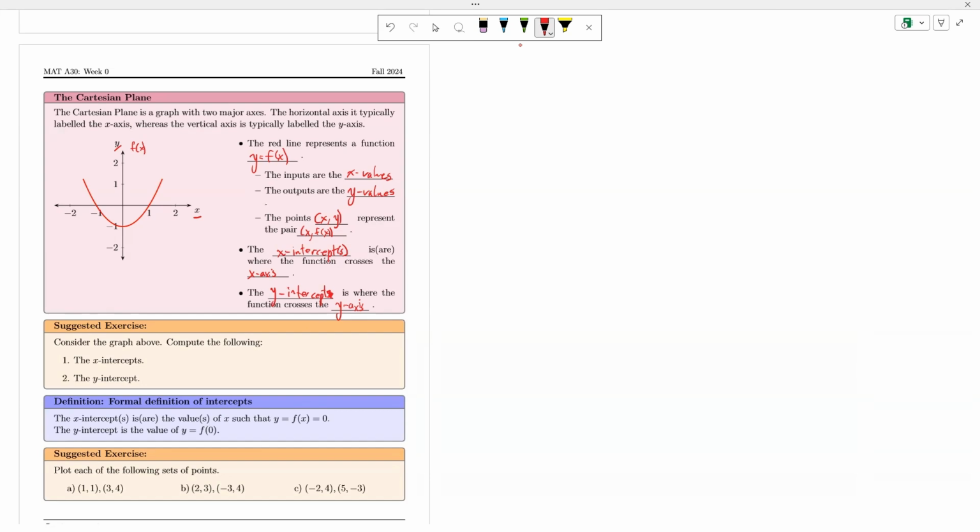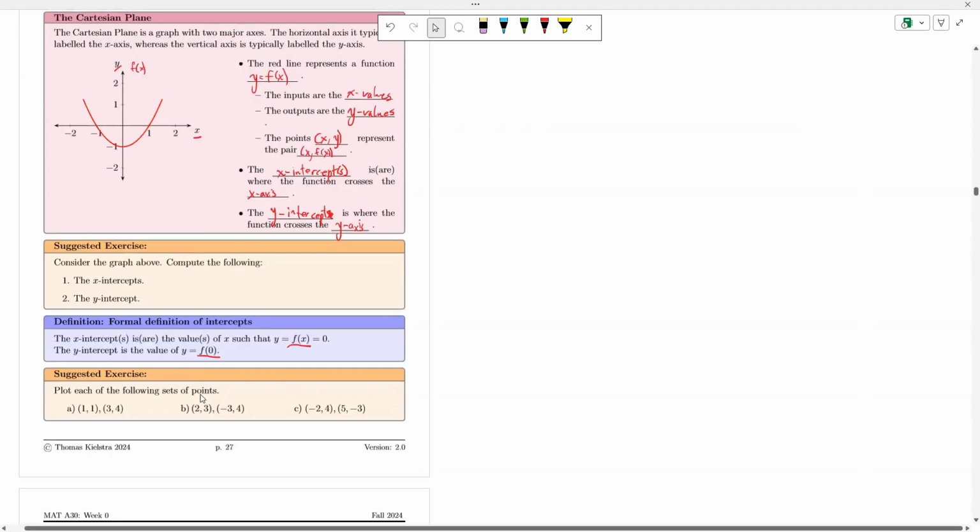Now, this is a not so formal definition. It's more of an intuitive definition of what's going on. And hopefully we'll understand, but there's a more formal definition that we have for the x-intercepts and the y-intercepts. The x-intercepts are the values of x such that f of x equals 0. And the y-intercept is the value of f of 0. As we go on, this will be a more useful definition moving forward and easier to compute.